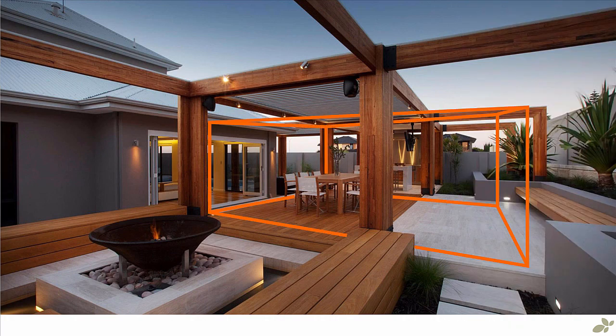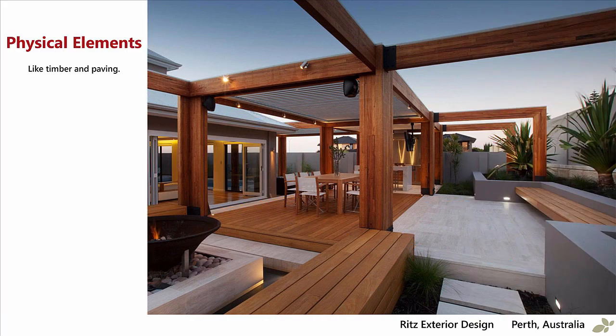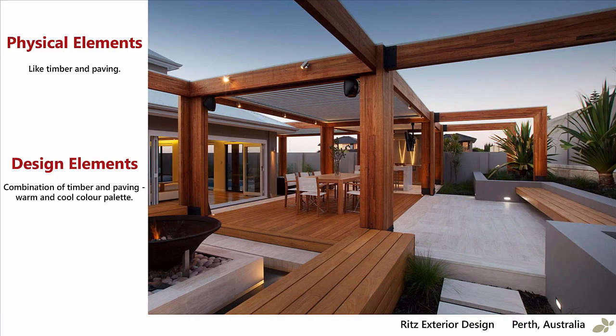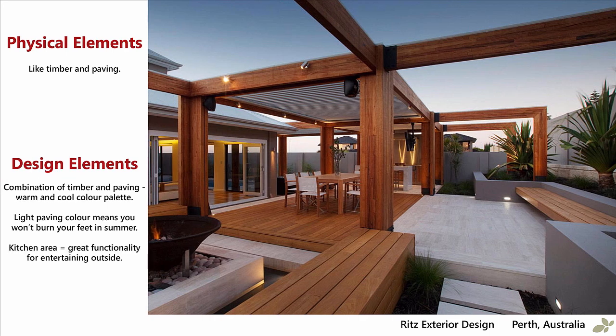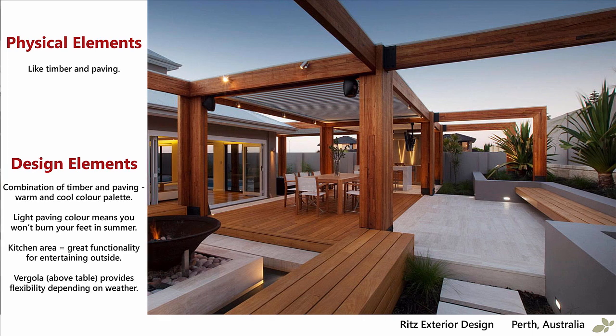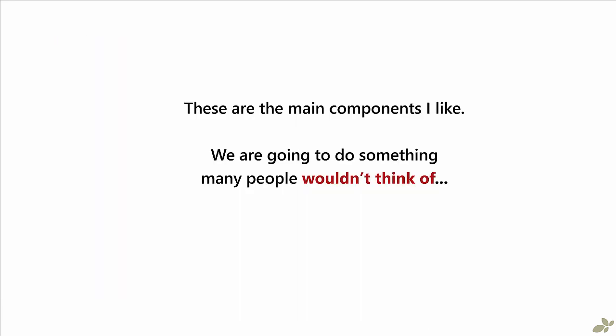Finally, the dining and kitchen area. I like the use of timber and paving. The combination of timber and paving provides a warm and cool colour and material palette which is easy to apply to other areas. The paving is a nice light colour, so you won't burn your feet during summer. The functionality of having a good kitchen outside is also useful. Finally, the pergola above the table provides good flexibility depending on the weather. So these are some of the components I like in the image.